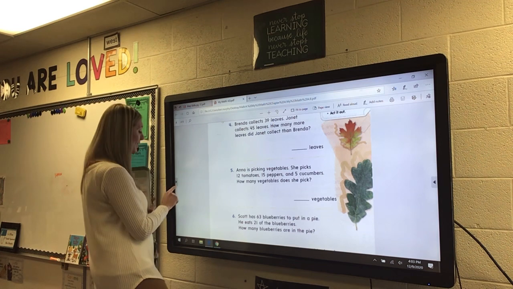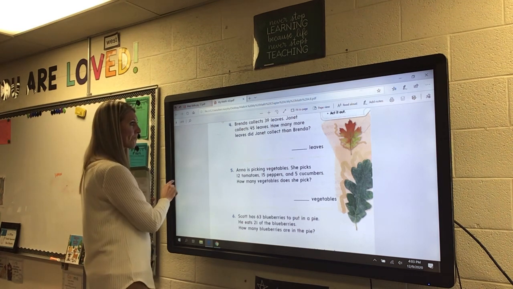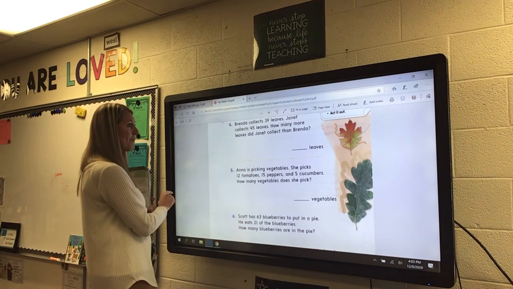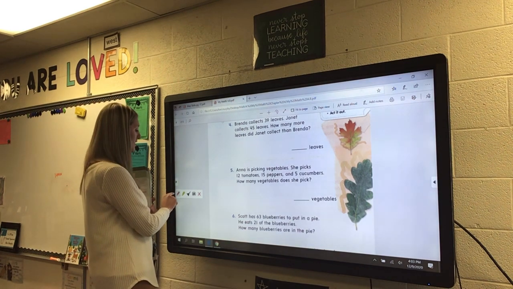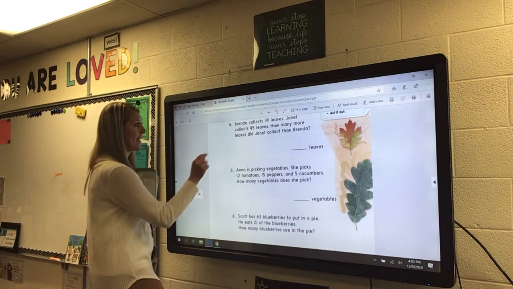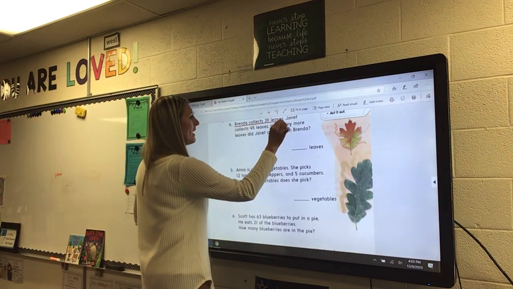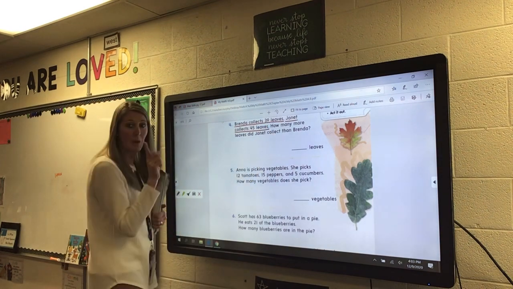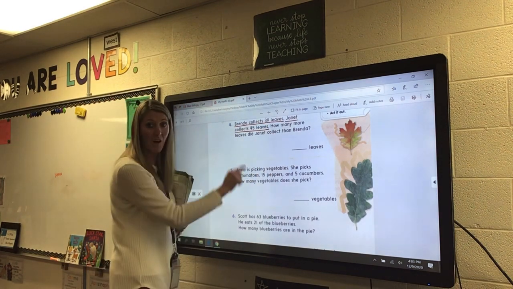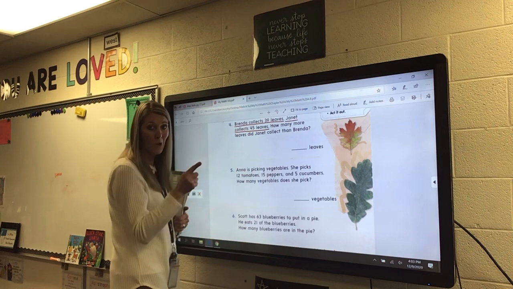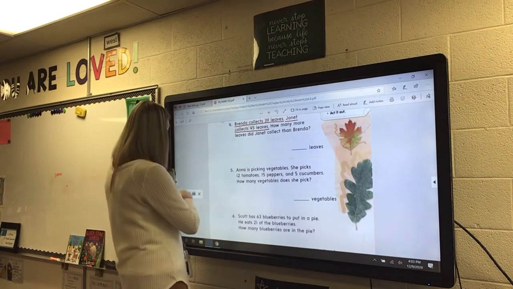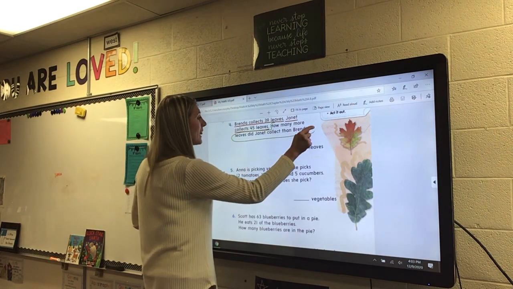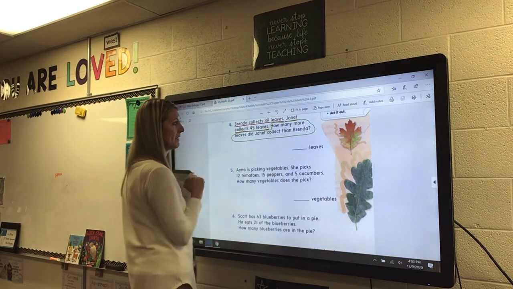Brenda collects 39 leaves. Janet collects 45 leaves. How many more leaves did Janet collect than Brenda? So Brenda collects 39. Janet collects 45 leaves. So I want to see you underlining these on all your problems, what you know. Then I need you to circle what you're trying to find out. And the question is, how many more leaves did Janet collect than Brenda?